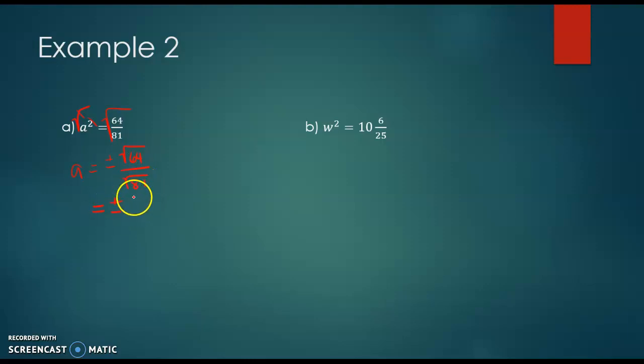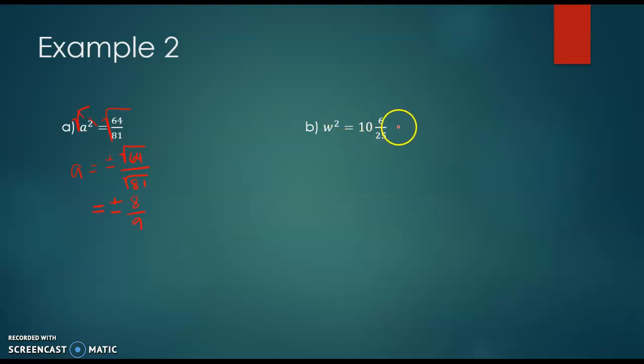The square root of 64 is 8, and the square root of 81 is 9. And so in this case, a is plus or minus 8/9, or 8/9 comma negative 8/9. Your choice. All right, now over here, before I can square root, because I can't square root 10, square root 6, square root 25. No!